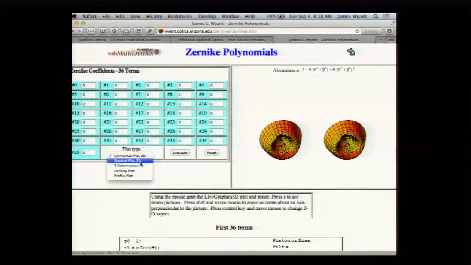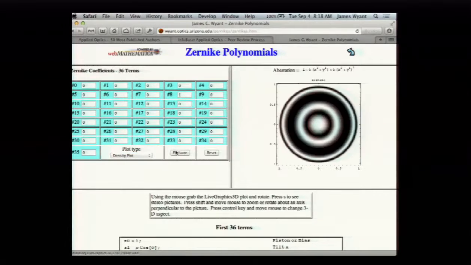Or if you want to get the density plot, get that. And you might note that the default here came up to be spherical too. But anyway. Okay.